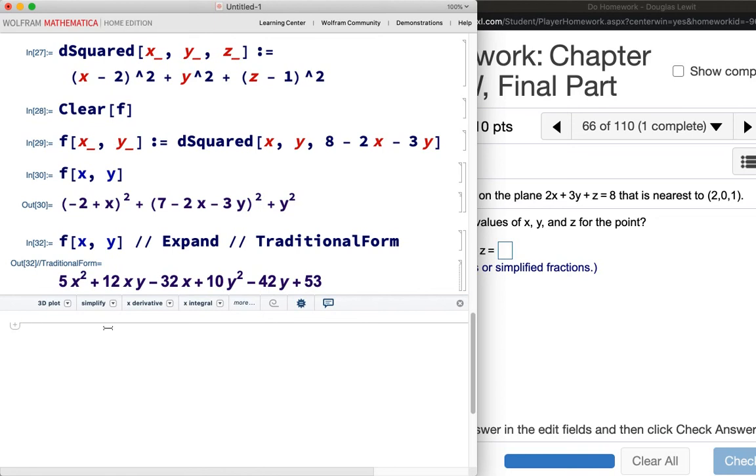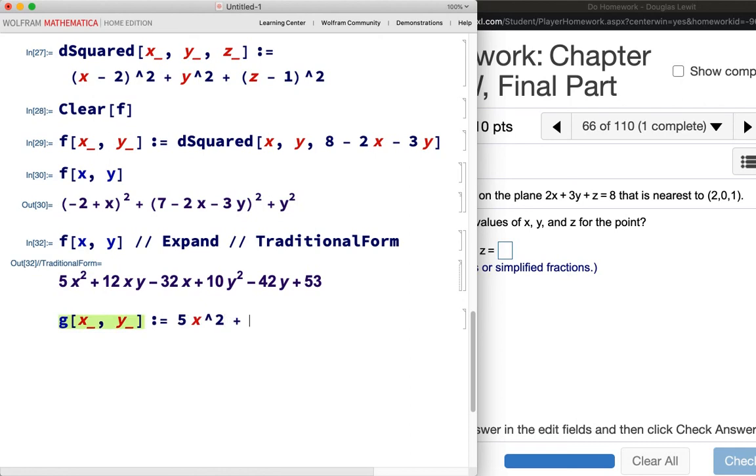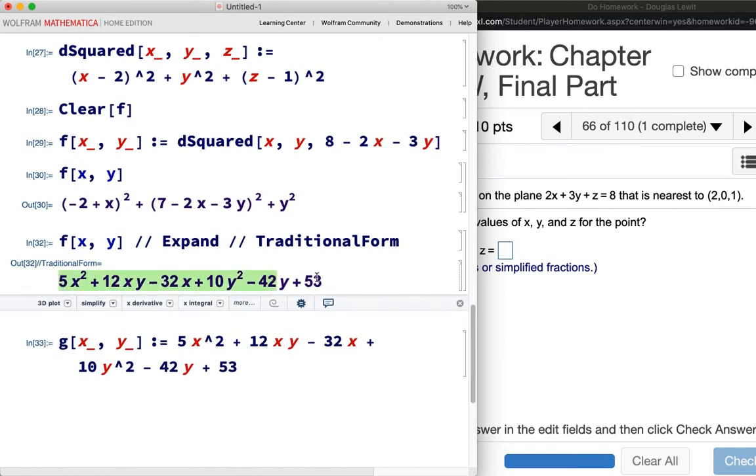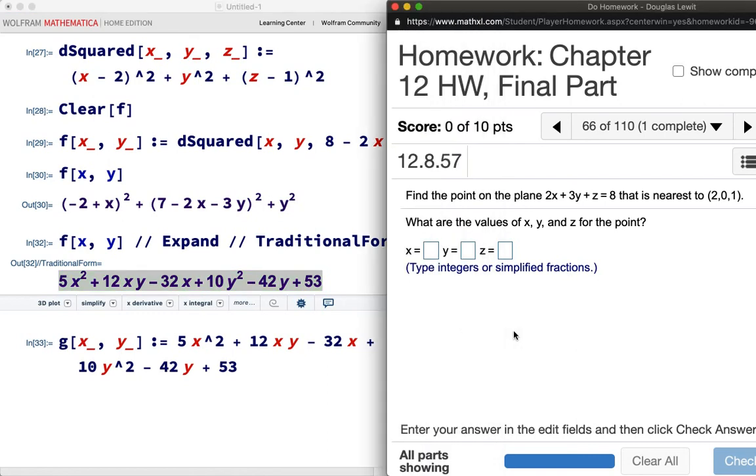And I'm going to store this in a new function, and we're going to call it g of x and y. G of x and y is my new function, and that is 5x squared plus 12xy minus 32x plus 10y squared minus 42y plus 53. So all I did was I copied this answer right over here. And this is the function that I'm going to have to minimize.